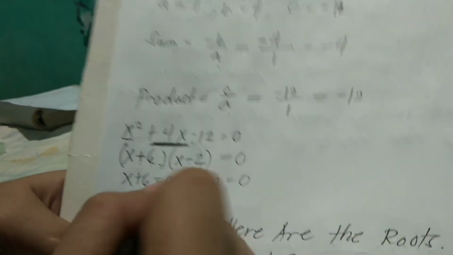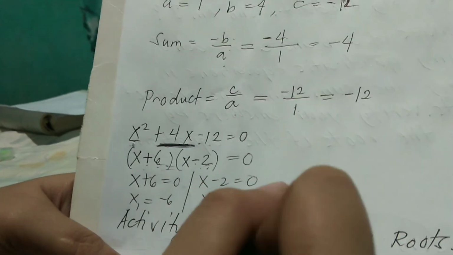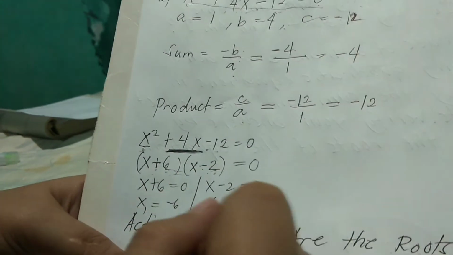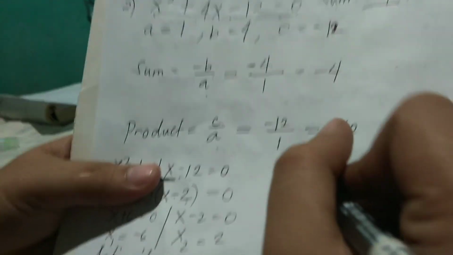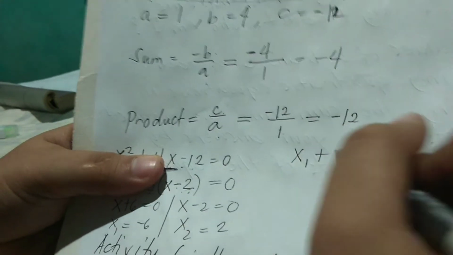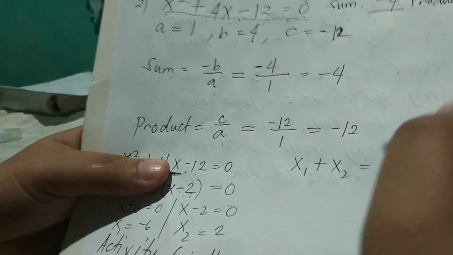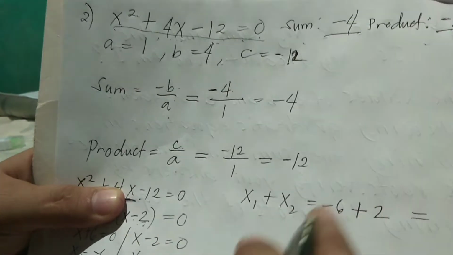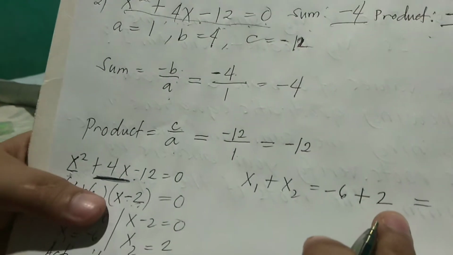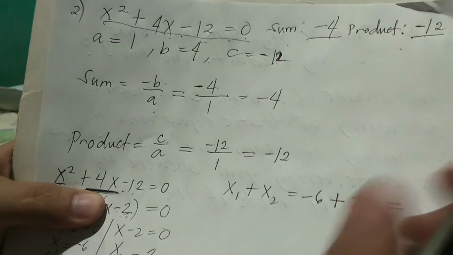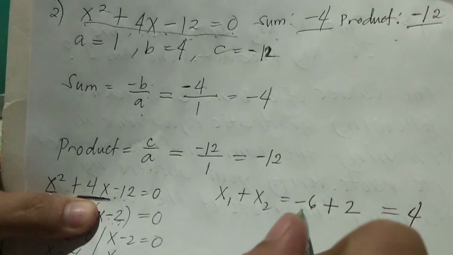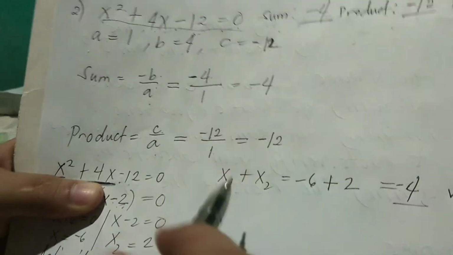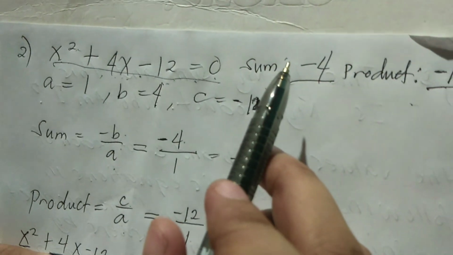So, we have x1 is equal to negative 6 and x2 is equal to positive 2. Check the sum: x1 plus x2. x1 is negative 6 plus x2 is positive 2. Negative and positive, so subtract. 6 minus 2 is 4. Then follow the sign of the bigger number. So, we have negative 4. So, correct. The sum is negative 4.